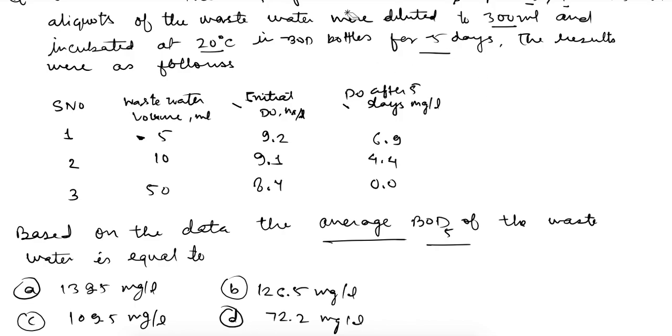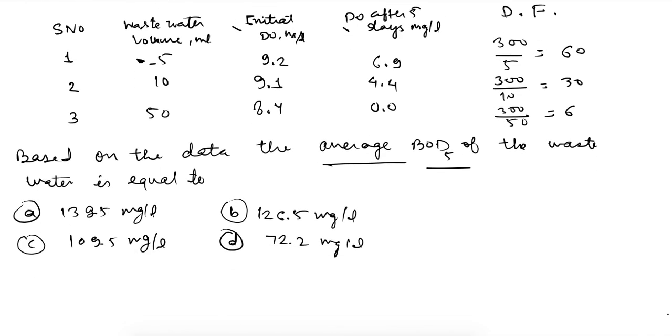Let's first find out this dilution factor. So here initial volume is 5 ml, final volume in all the cases is 300 ml. So 300 by 5, that is your 60. So this is the dilution factor in this case, and in the second one it is 300 by 10, that is 30, and the last one it is 300 by 50, and that is 6. These are your dilution factors. Now we can find out the BOD separately for 3 cases.